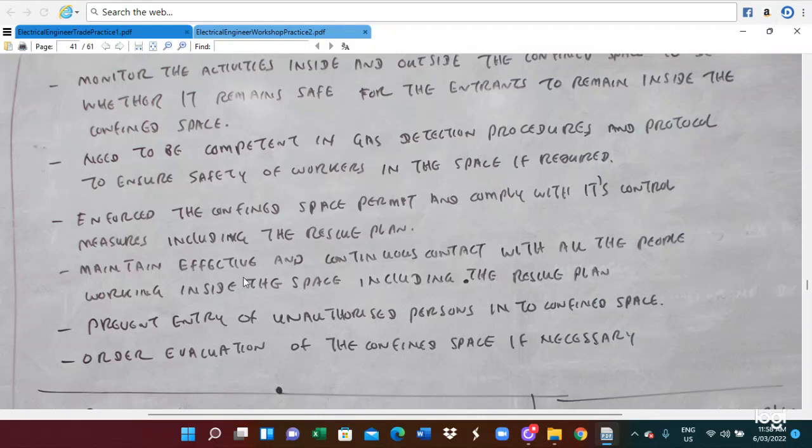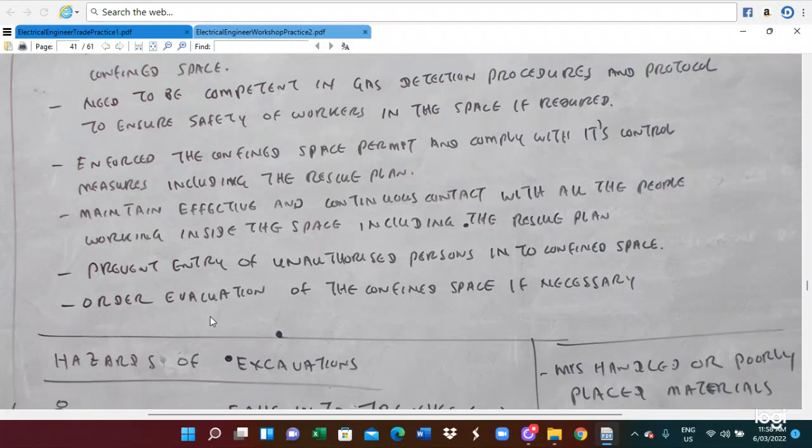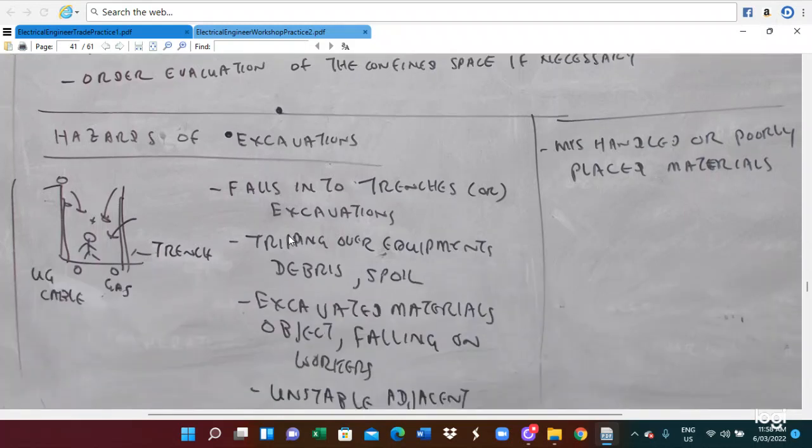Maintain effective and continuous contact with all people working inside the space, including the rescue plan. Therefore, the confined space observer regularly needs to make radio contact with the people working in the confined space. So the safety observer knows about the situation inside and has to cooperate with the appropriate rescue people to rescue the worker, prevent the entry of unauthorized persons into the confined space, and organize evacuation of the confined space if necessary. Those are the duties and responsibilities of the confined space observer.